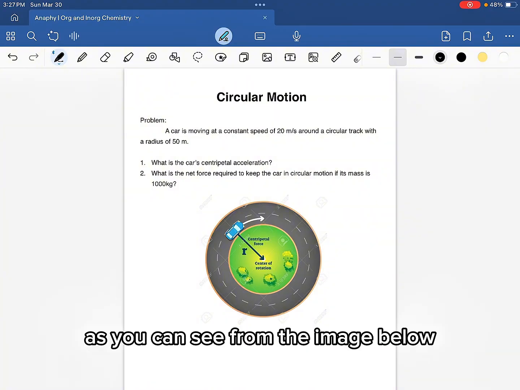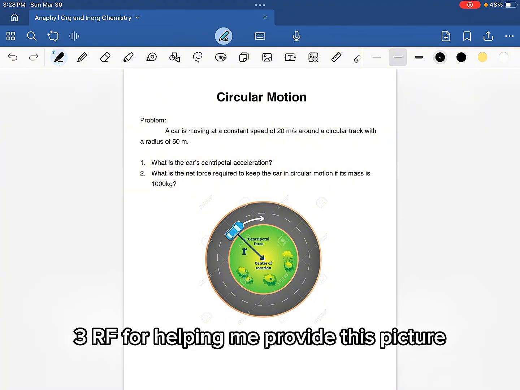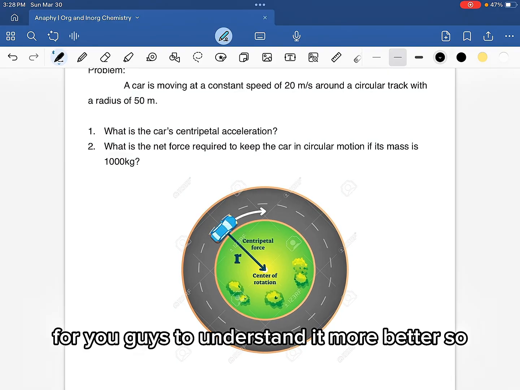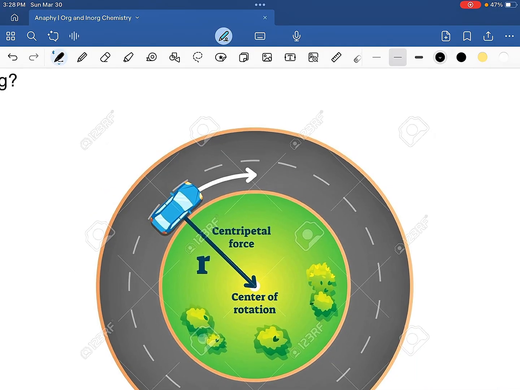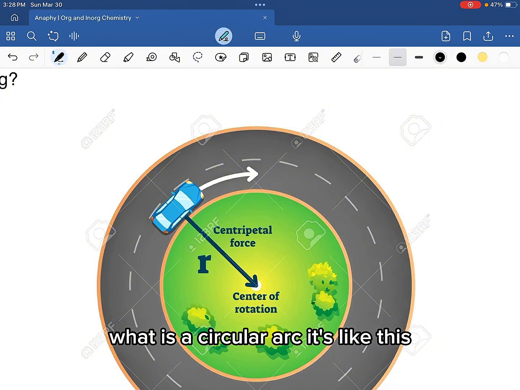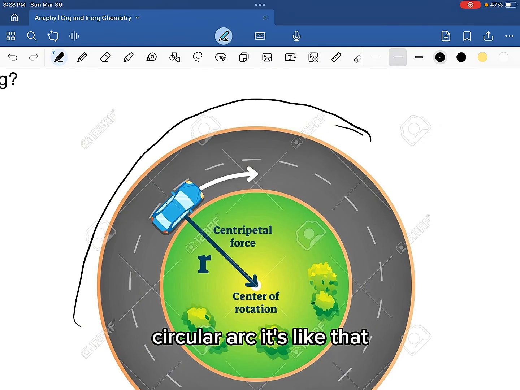As you can see from the image below, credits to 123RF for helping me provide this picture for you guys to understand it better. In here, the car is moving or rotating along a circular arc. What is a circular arc? It's like this, a circular arc. It's like that.